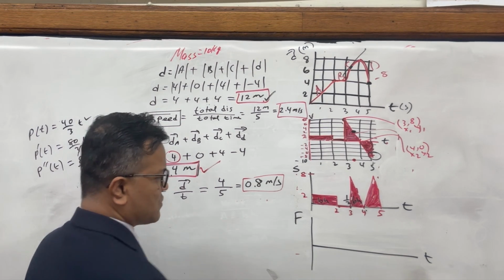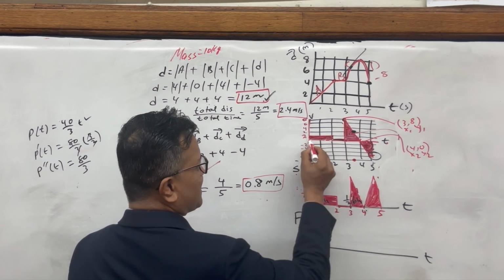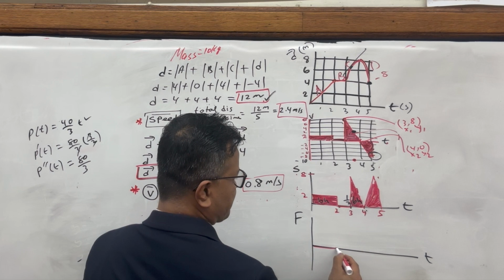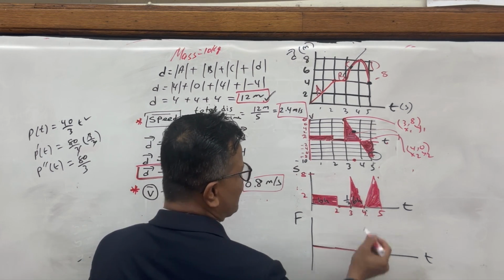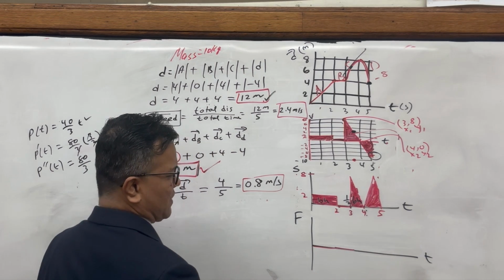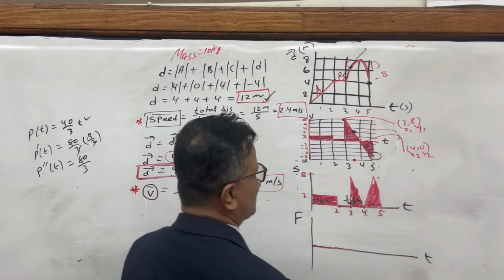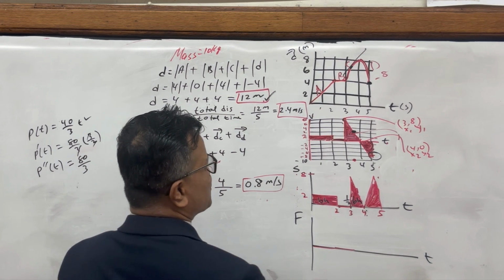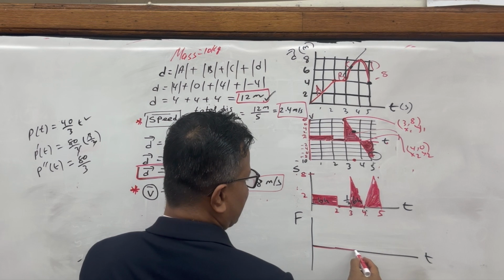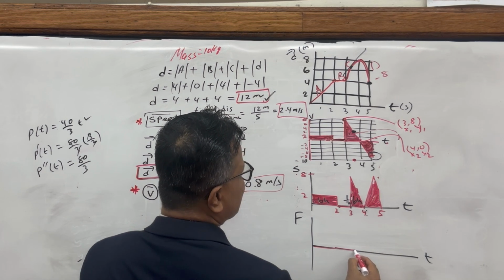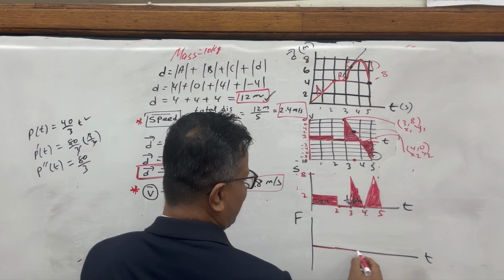All right, so let's see. From here to here, acceleration is 0. Okay, 2 to 3 seconds, acceleration is 0. Acceleration is 0, so net force is 0. So net force from here to here is, let's see how much. Net force, acceleration is negative 8.